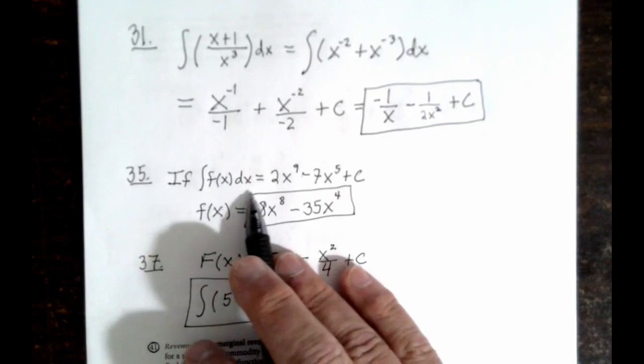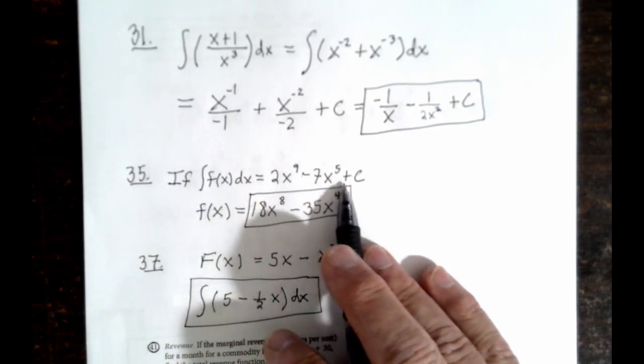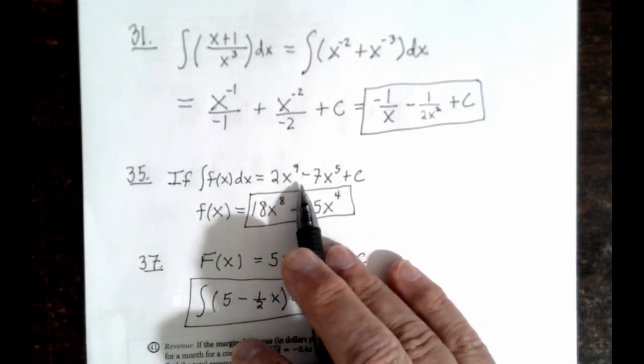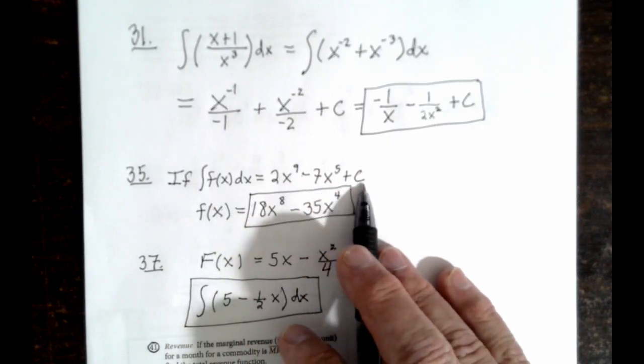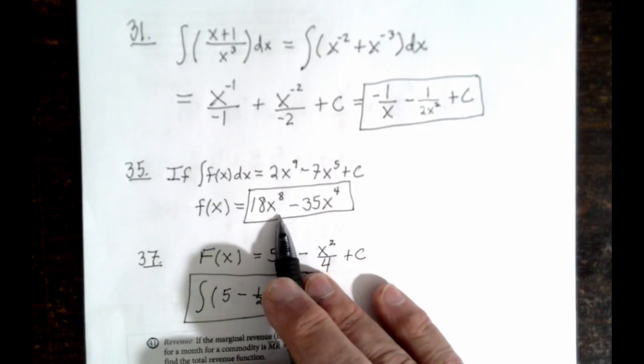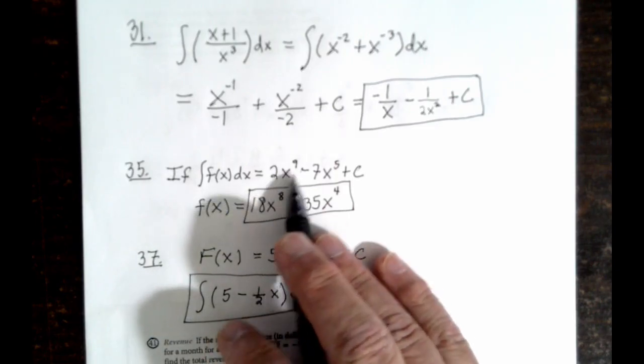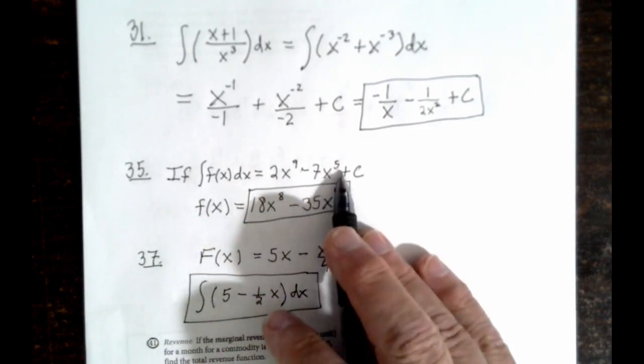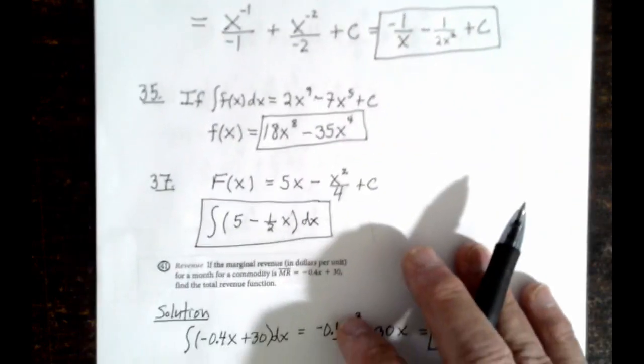The integral of this equals 2x to the 9th minus 7x cubed plus c. They ask you to find the derivative. So you just take the derivative of that guy. You get 18x to the 2nd. You get 35x to the 4th.